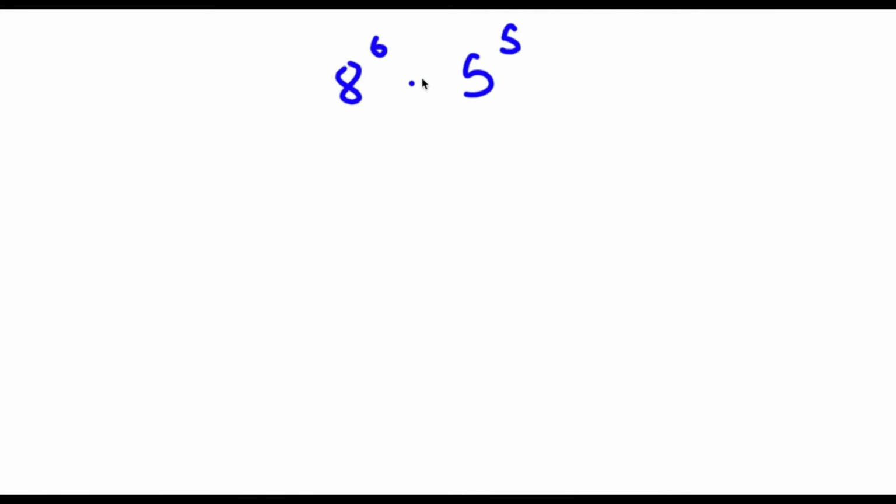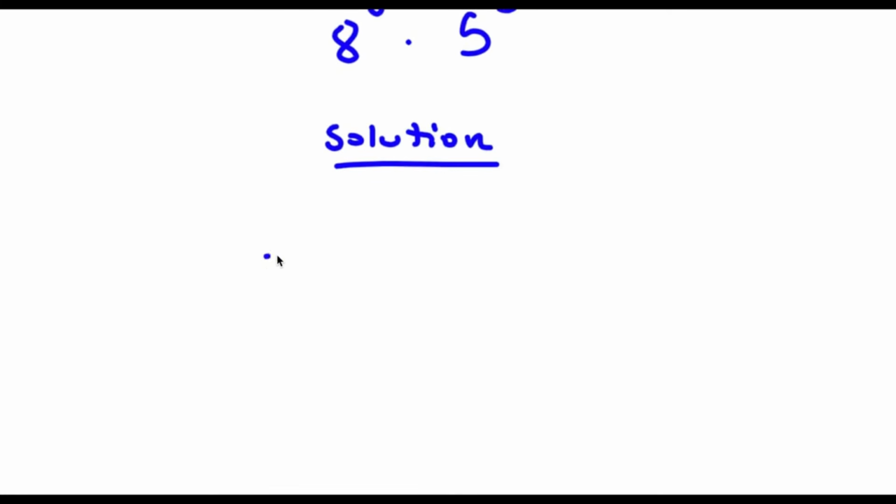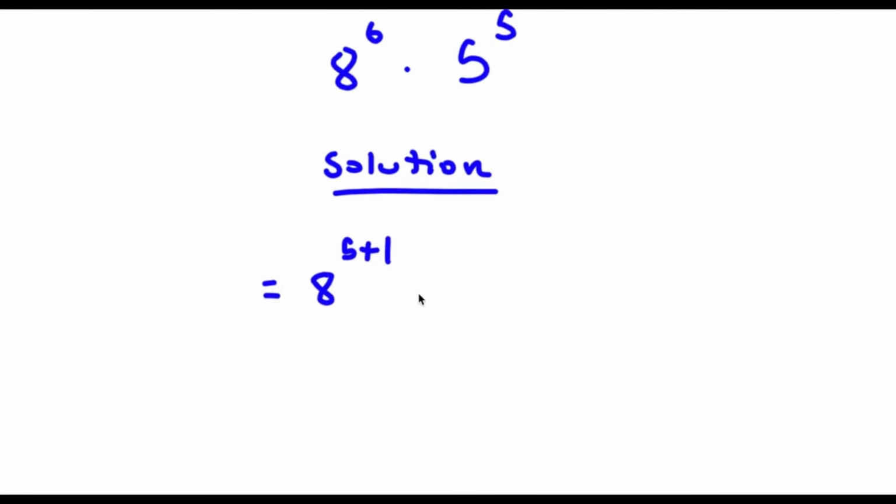Alright, so I have 8 to the power of 6 times 5 to the power of 5. So for my solution, 8 to the power of 6, we can rewrite as 8 to the power of 5 plus 1, because 6 is the same thing as 5 plus 1. So now I have 8 to the power of 5 plus 1 times 5 to the power of 5.